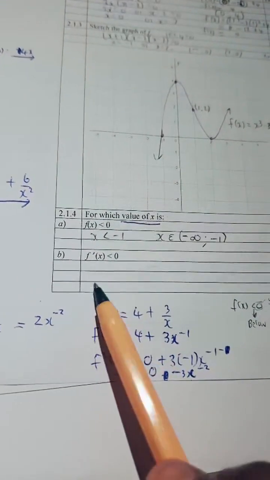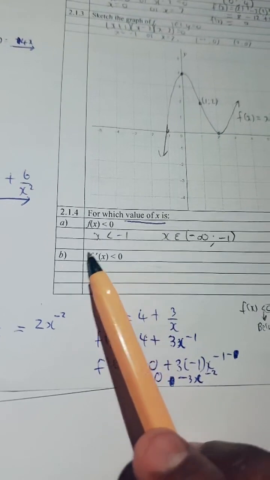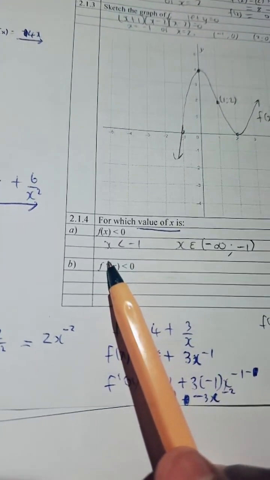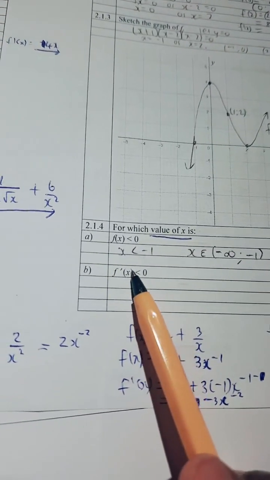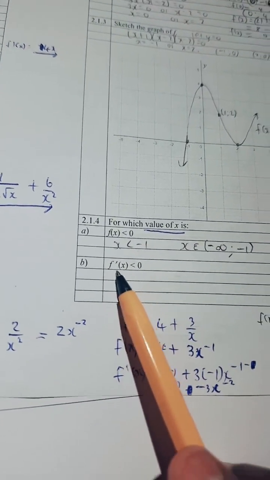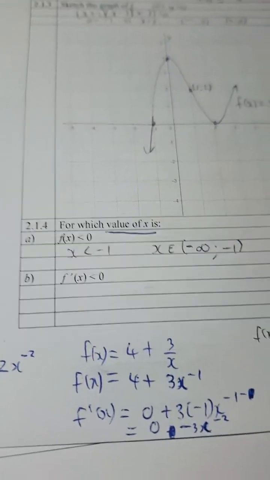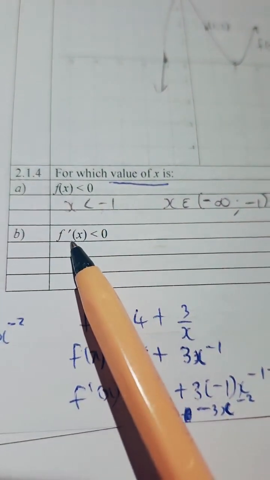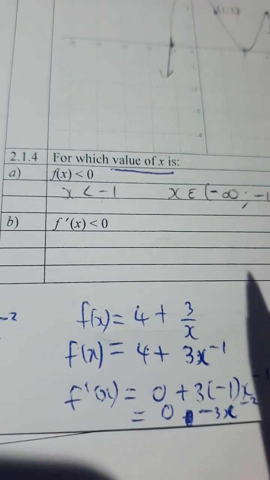Now, the next question. What is the next question asking? I see Akan. What is the next question asking? It says f prime x, and then it says less than 0. What is this speaking to directly? Does anyone know? Anyone who's anyone? What do they mean when they say f prime x less than 0?